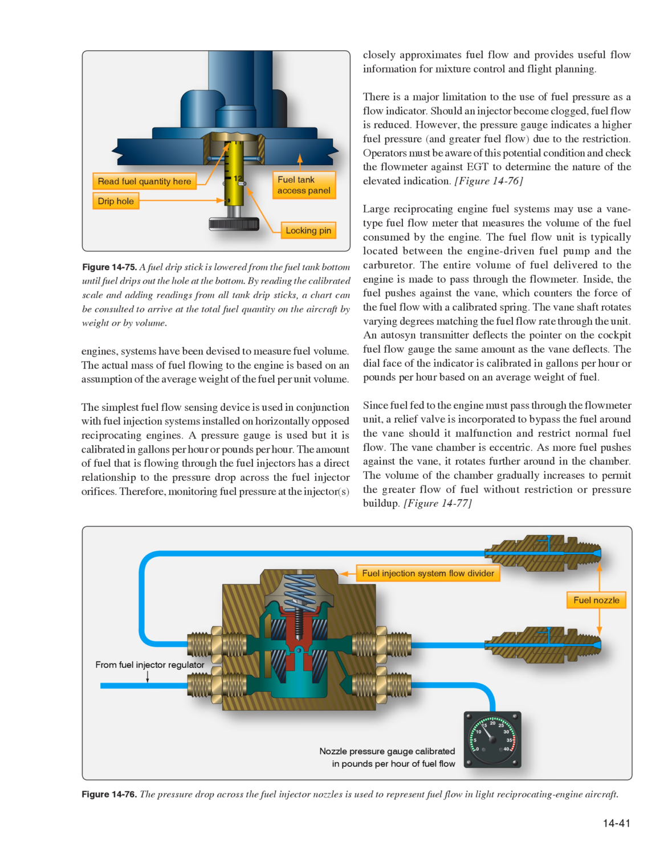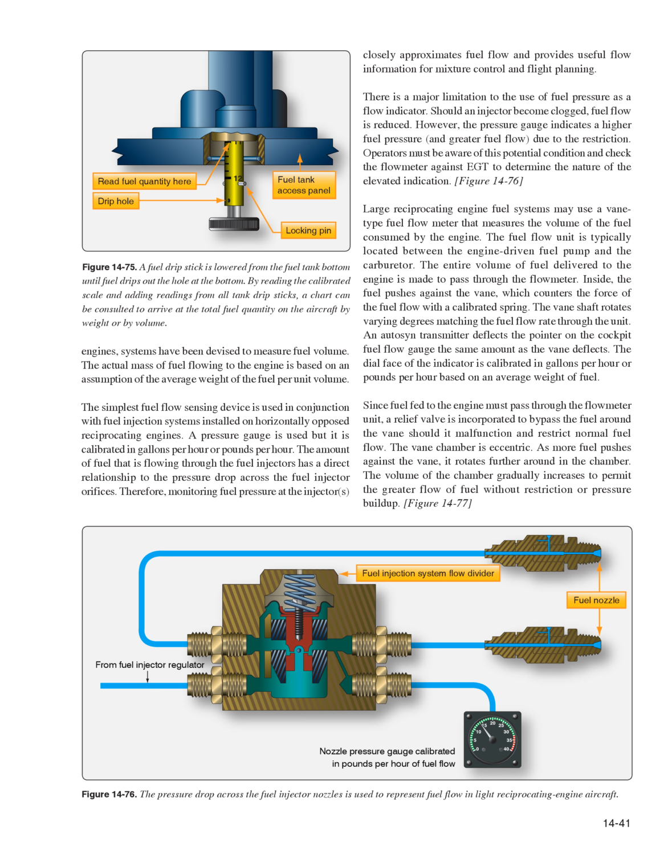Should an injector become clogged, fuel flow is reduced. However, the pressure gauge indicates a higher fuel pressure and greater fuel flow due to the restriction. Operators must be aware of this potential condition and check the flowmeter against EGT to determine the nature of the elevated indication.